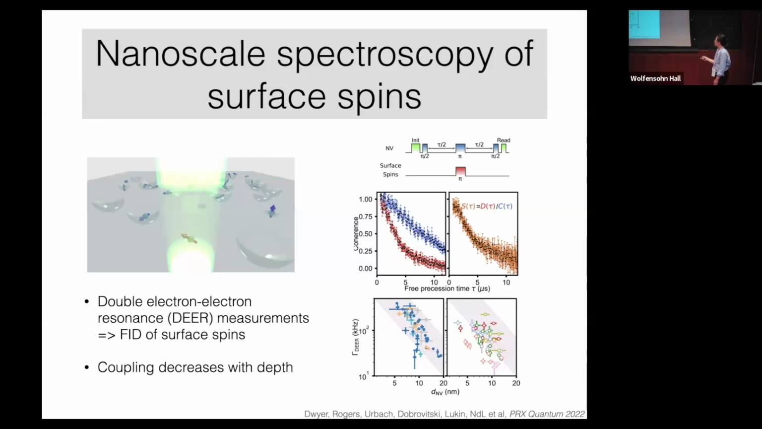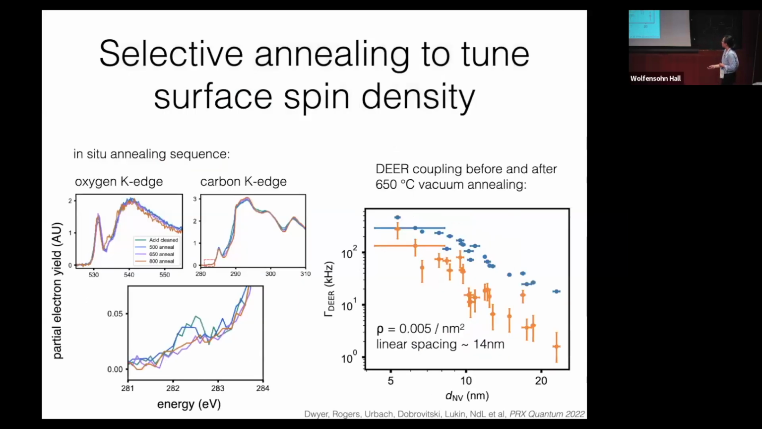This is formally the same thing as doing a free induction decay measurement on the surface spins. I can ask, what is this coupling to the DEER spins as a function of distance away from the surface? You see a nice dependence: as you get closer to the surface, you see greater coupling. That sort of proves that they're all sitting at the surface. What we were playing around with were methods to get rid of these surface spins and decrease their density. We do a whole bunch of surface spectroscopy, but we can get rid of this dangling bond peak, and that corresponds to suppressing these surface spin densities.